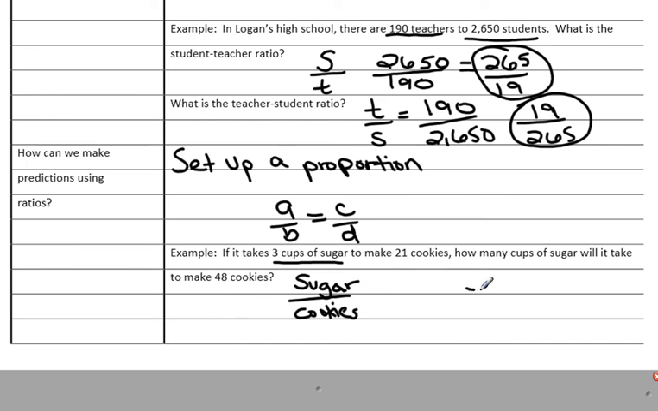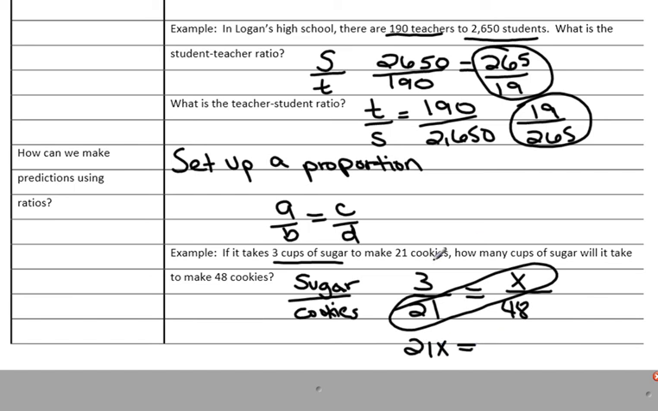So to set up my proportion, it's going to be two ratios set equal to each other. I just have to remember that I'm going to use the cups of sugar on the numerator and the cookies on the denominator. So in the beginning, I have 3 cups of sugar makes 21 cookies. So 3 cups make 21 cookies. How many cups of sugar will it take to make 48 cookies? So I know the cookies go in the denominator, 48, and I'm looking for how many cups of sugar it will take to make the 48 cookies. So now that we have a proportion, we can cross multiply to find out how many cups of sugar it's going to take to make 48 cookies.